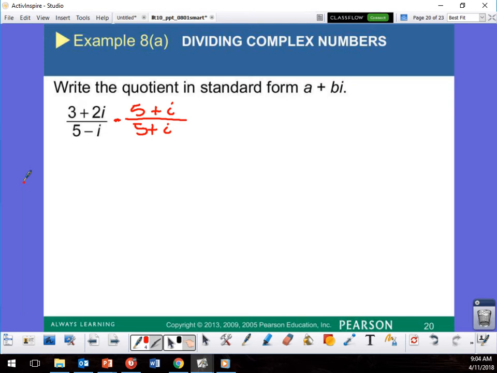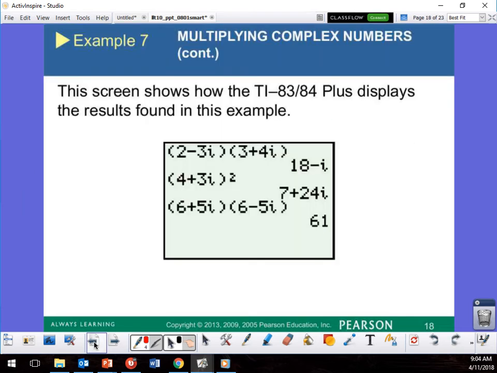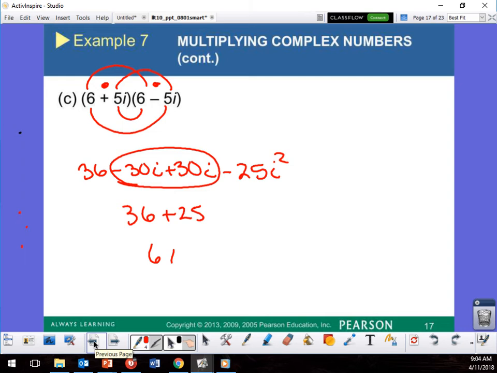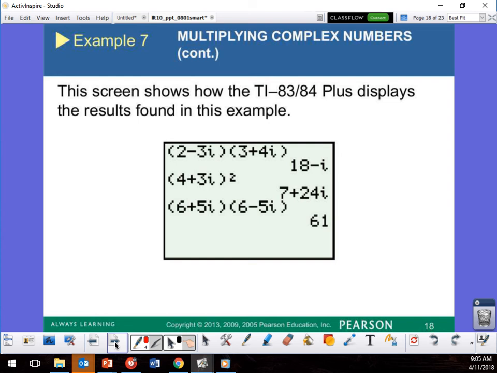Let's go back. This problem right here. These are conjugates of each other. They're difference of squares. What happened to my i when I multiplied difference of squares? It went away, didn't it? My i went away because it was in the middle terms. The middle terms will always go away in these problems, and that's what we're trying to get at. We're getting rid of my i's.